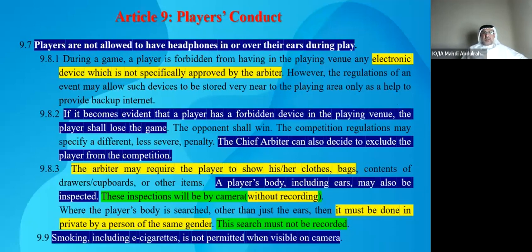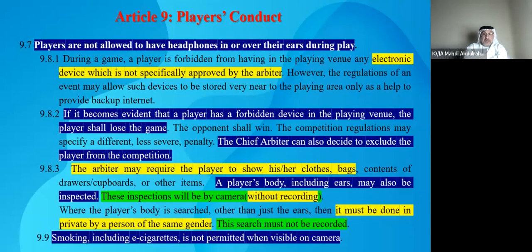Players are not allowed to have headphones over their ears during the play. So even headphones are not allowed. A device which is not specified or approved by the arbiter is not allowed. If it becomes evident that the player has a forbidden device in the playing venue, the player shall lose the game and the opponent must get a point. The opponent shall win. The chief arbiter can also decide to exclude the player from the competition, so no more games for the player. The arbiter may require the player to show his clothes back.